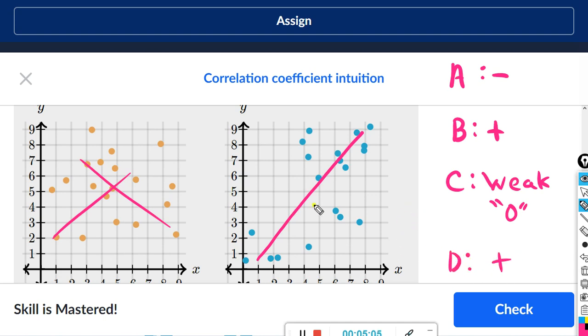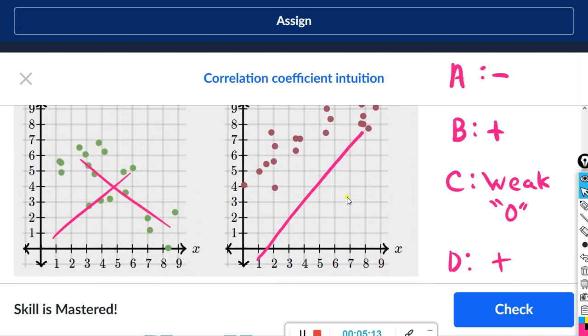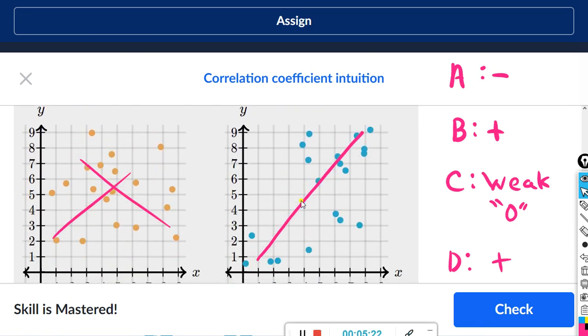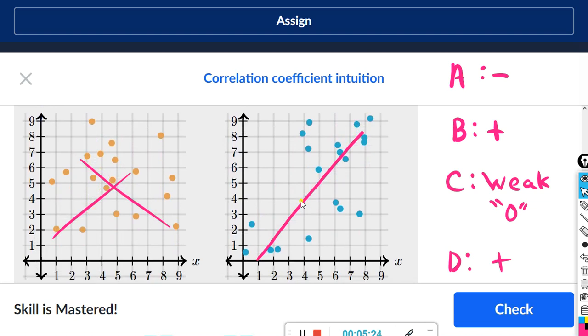All right, let's compare D to B because those are both positive. D is kind of spread out, but on B, it's not quite as bad. So B is a stronger positive because the dots aren't as spread out, but on D, the dots are spread out a lot. The one that's stronger is closer to 1.